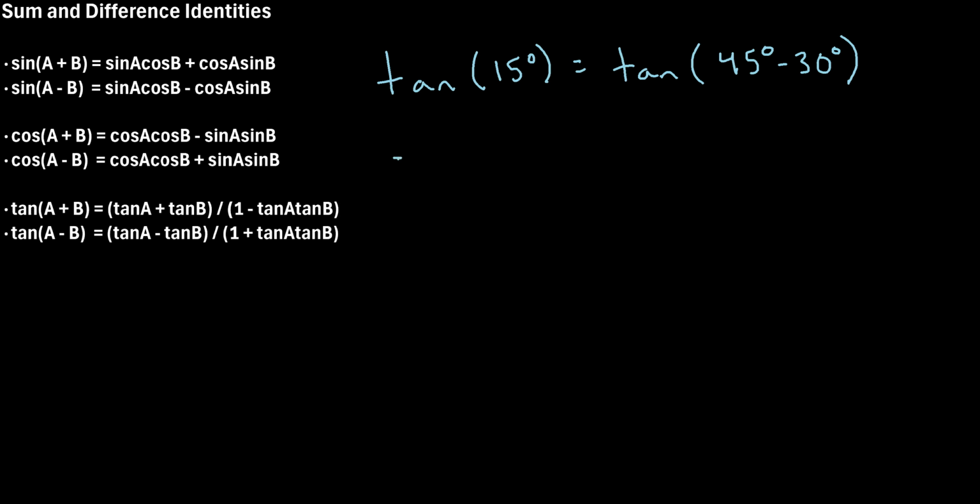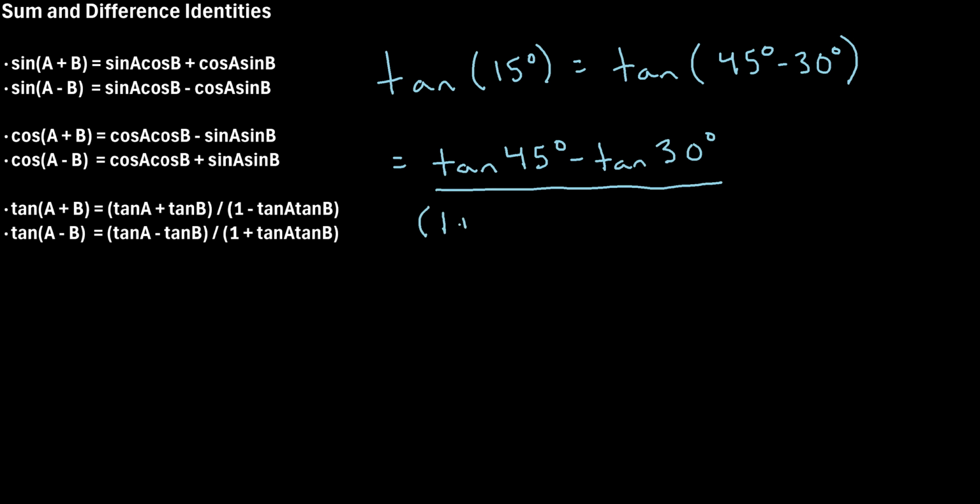So let's go ahead and write that. We have the tangent of a, so in this case a is 45 degrees, minus the tangent of b, b is 30 degrees, all over 1 plus the tangent of a, so tangent of 45 degrees, times the tangent of b, which is 30 degrees.